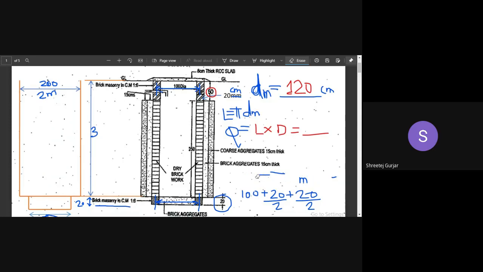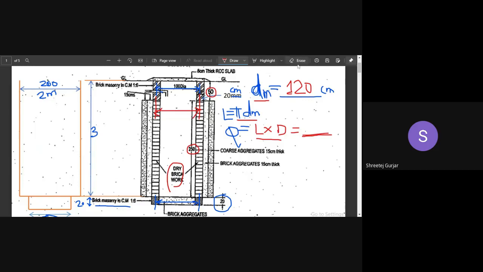Next layer which is there, we have this dry brick layer which you can observe. The mean diameter will be the same for our dry brickwork also. So 120 will be dm, the mean diameter, pi into dm, and then length into the depth. What is the depth? It is 250. So you'll get the quantity of that dry brickwork.